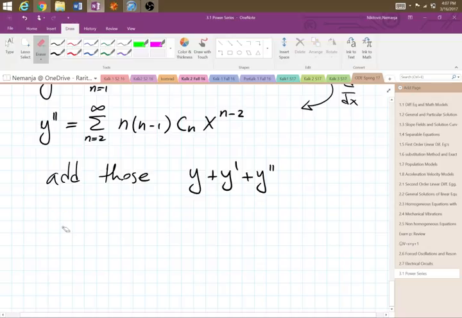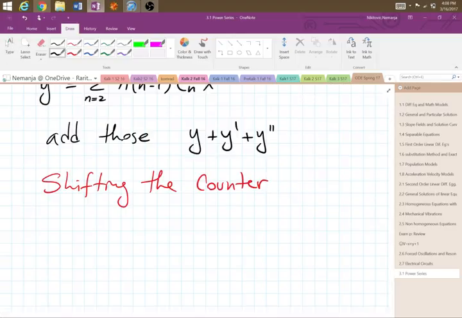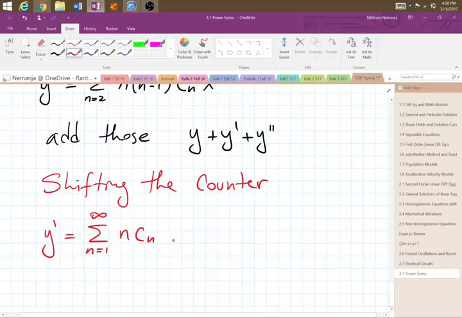Shifting the counter. So I'm starting with my y prime equal to the summation, n goes from 1 to infinity, of n Cn x to the n minus 1. And I want to get, see, the word get is much faster to write than achieve, the counter to start with 0. So that's my goal. Now, how do I achieve that?